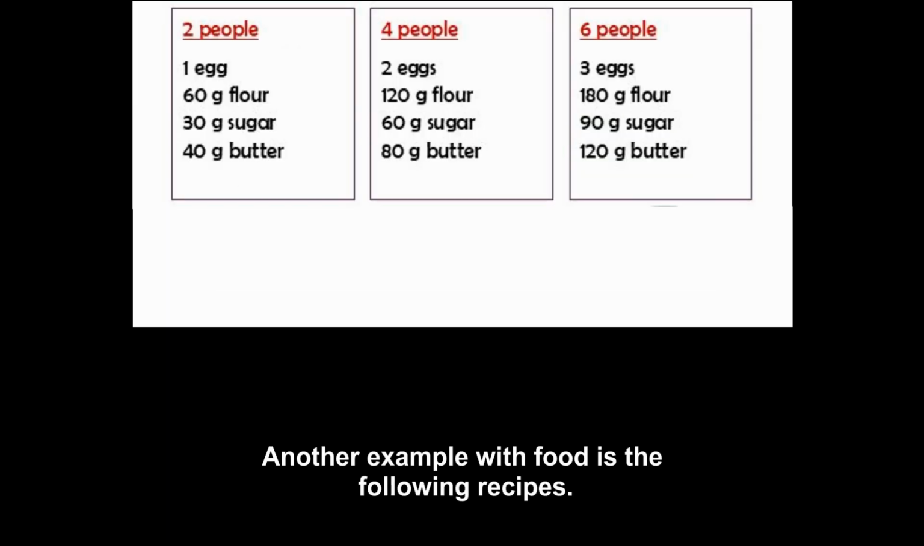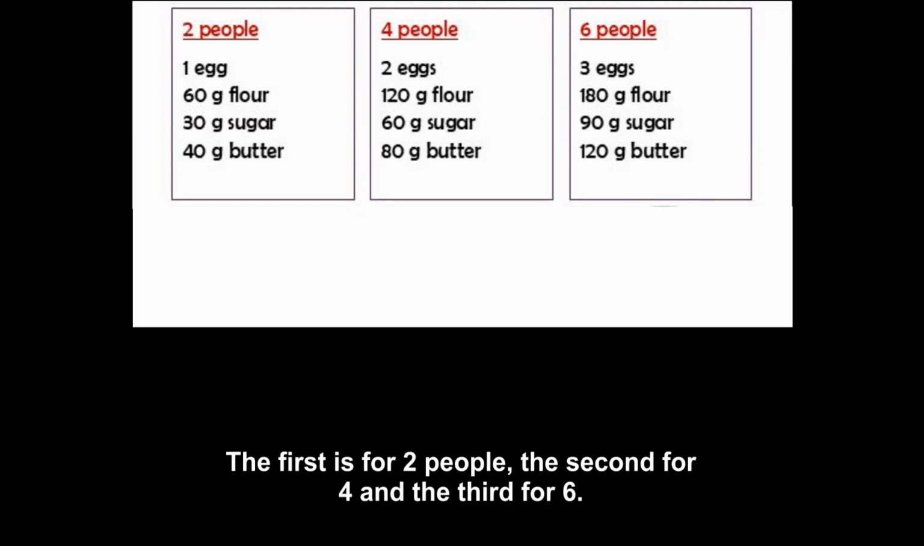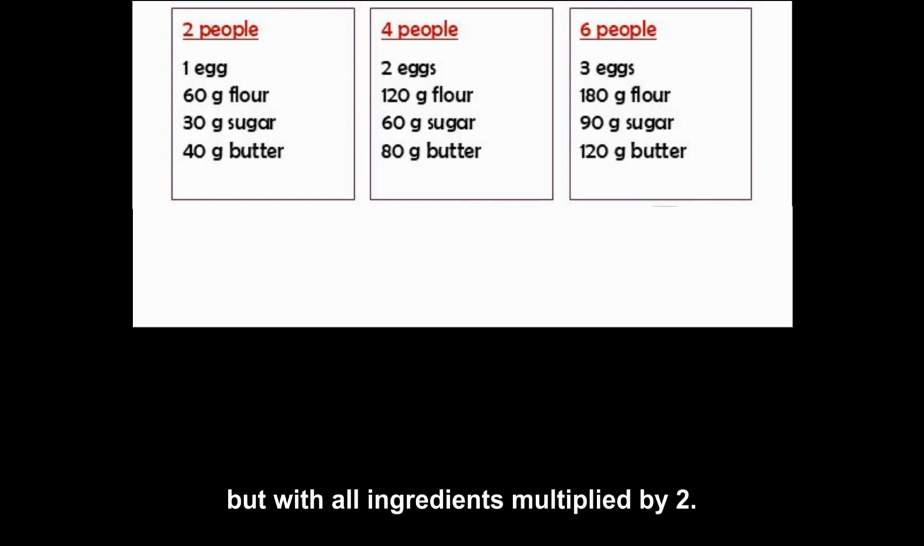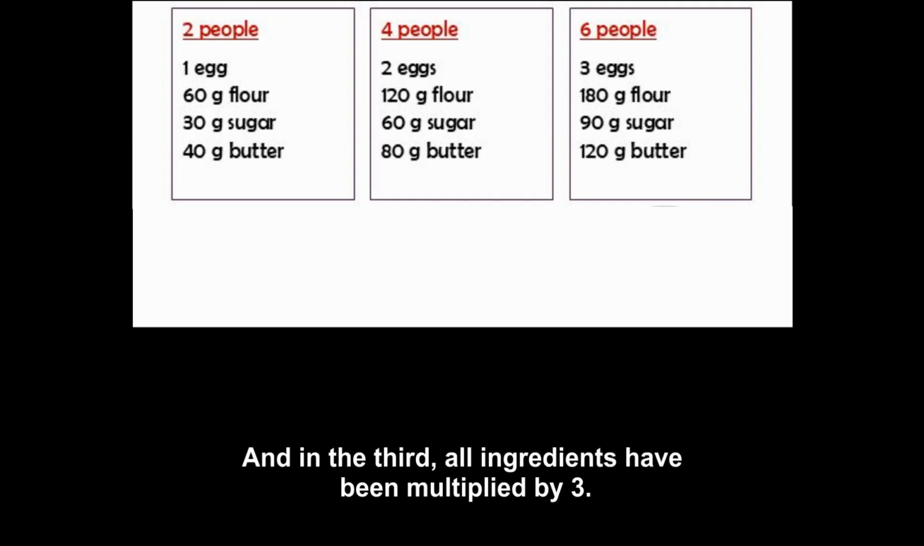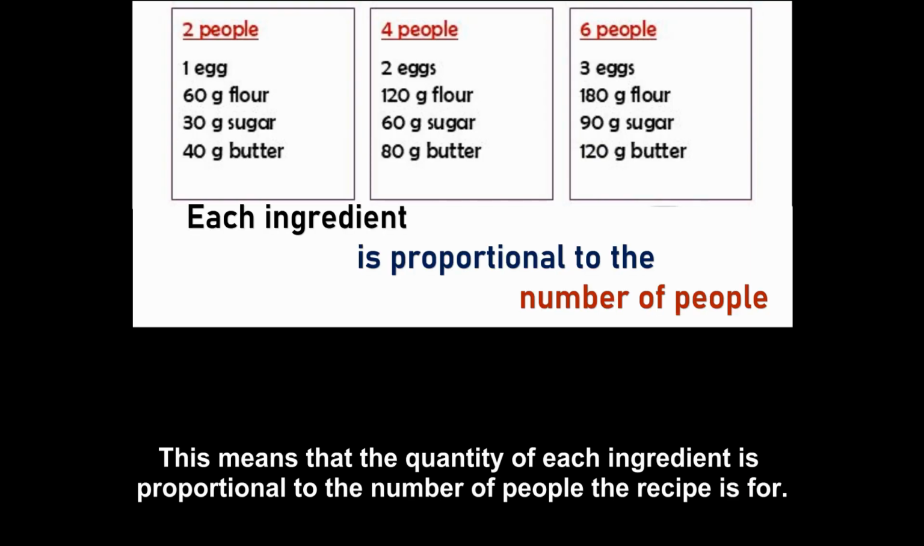Another example with food is the following recipes. The first is for 2 people, the second for 4 and the third for 6. We notice that the second is equivalent to the first, but with all ingredients multiplied by 2. And in the third, all ingredients have been multiplied by 3. This means that the quantity of each ingredient is proportional to the number of people the recipe is for.